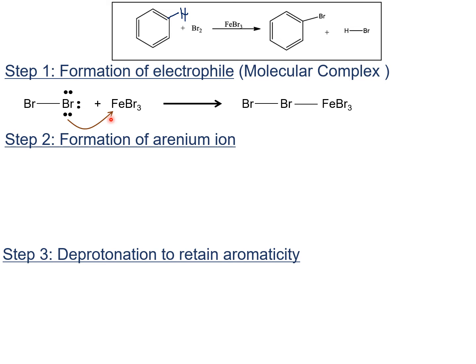Tapi hasil donation ni, this Br atom akan dapat jadi cation ion, akan receive the positive charge. Fe ni pula, FeBr3 ni dia akan dapat negative charge because dia accept 2 elektron. Okay, and this is the bond yang terhasil. This is what we call it as molecular complex. Next ialah formation of arenium ion. Macam mana you nak buat formation of arenium ion?